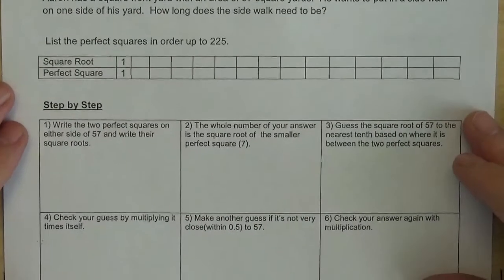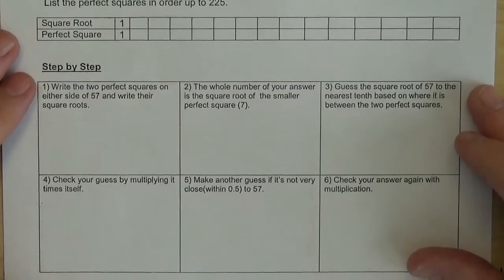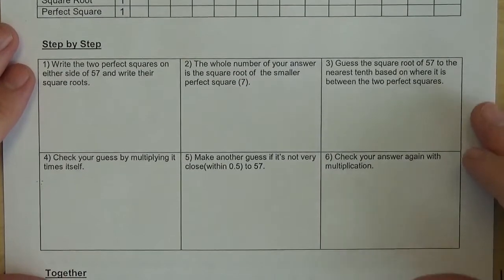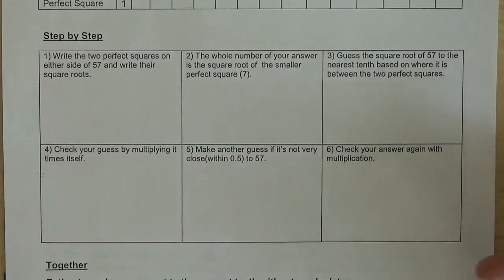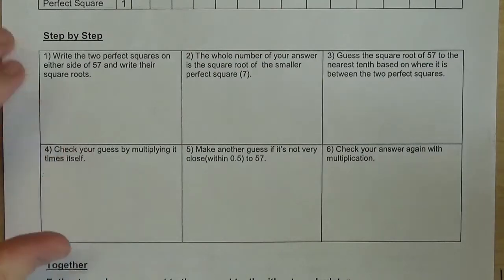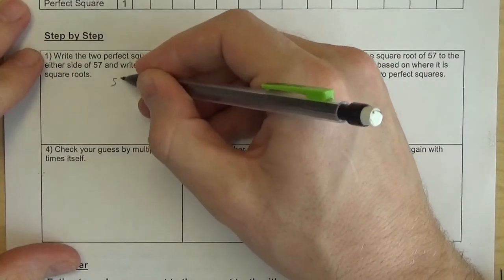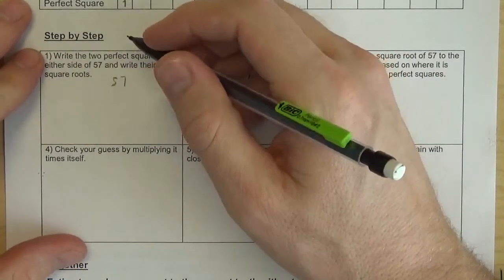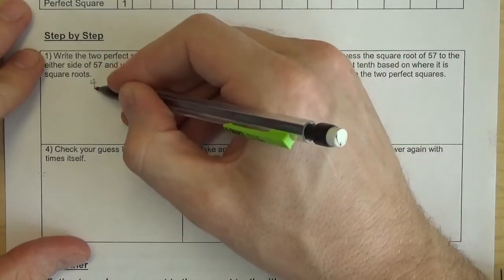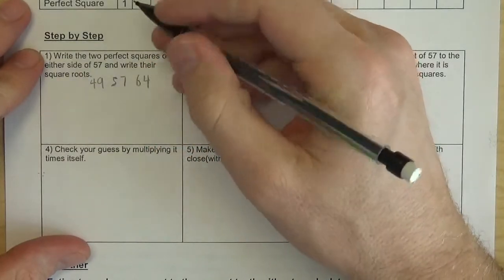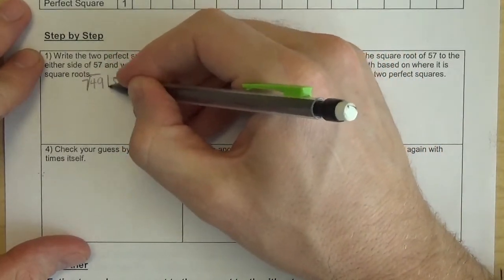Let's take a look at these step-by-step boxes here. We're going to find the square root of 57 to help Aaron figure out how long his sidewalk will need to be. So these first couple steps are exactly the same as what we did with the long division method. Write the two perfect squares on either side of 57 and write their square roots. So we're going to go ahead and write 57. The two perfect squares on either side of 57 are 49 on the low side and 64, that's greater than 57.